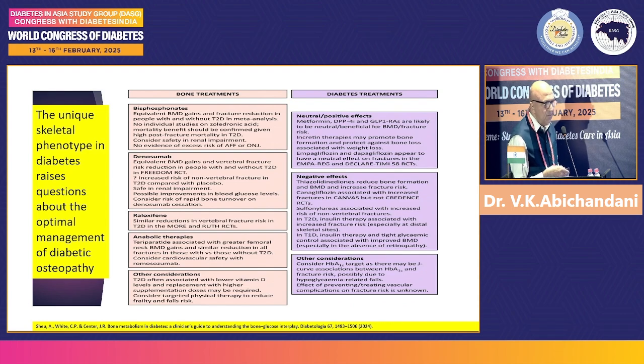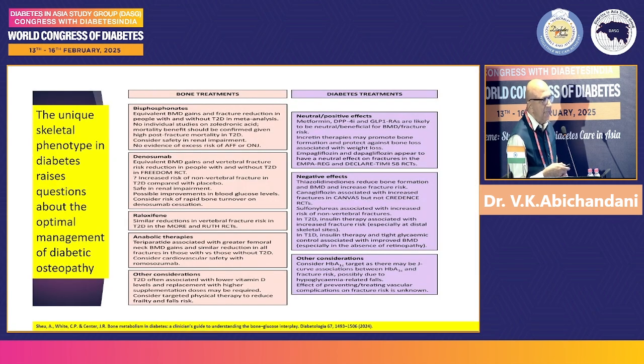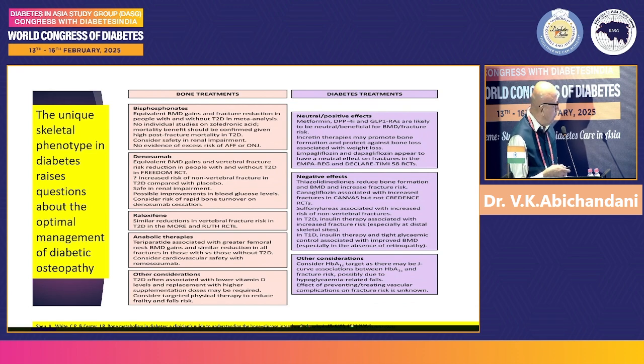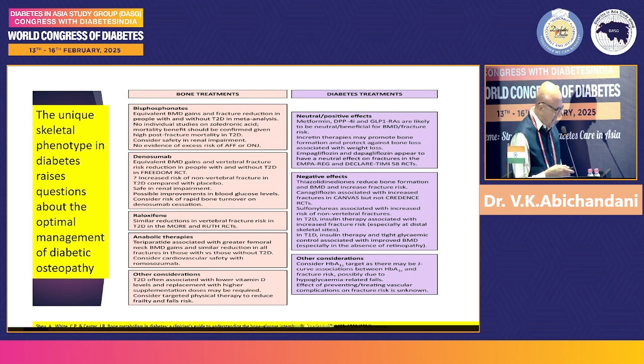But in persons, especially elderly persons with diabetes, we may be required to give additional and supratherapeutic doses of vitamin D and calcium supplements, maybe for a prolonged period to ensure optimum bone health. And we may be required to advise them targeted physical therapy to reduce frailty and falls risk.